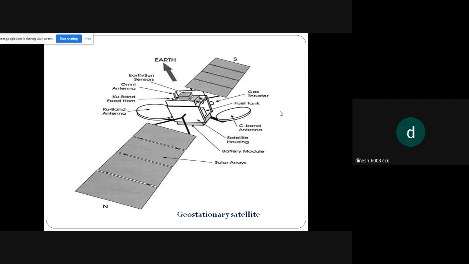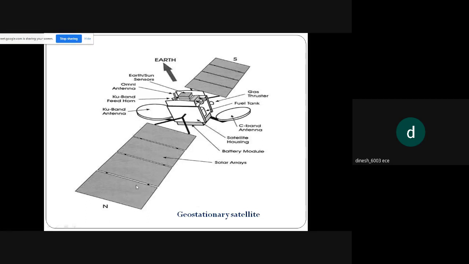What is present inside a geostationary satellite, which we had seen? We have the solar panel or the solar arrays at both the ends of the satellite, which acts as wings. Then we have a battery module, a satellite house. We have a C-band antenna. We are having a fuel tank. We are having a gas thruster.